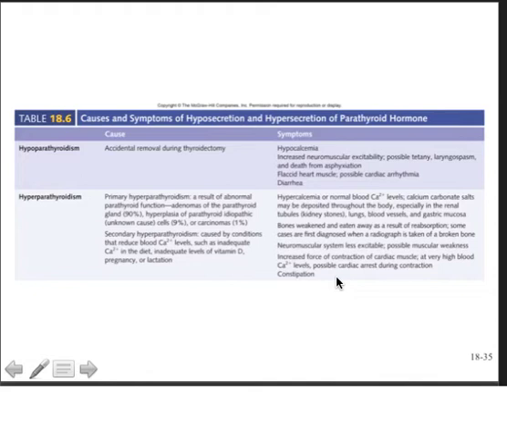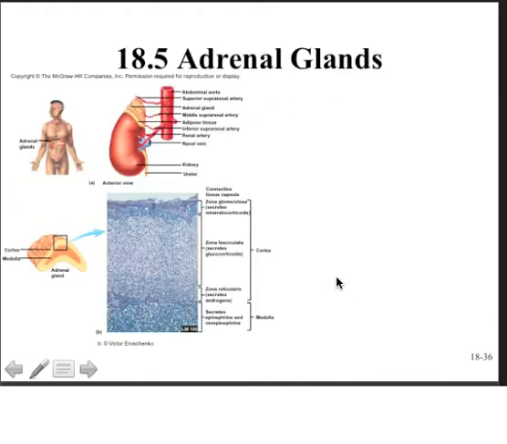Hypoparathyroidism would be a lack of secretion of parathyroid hormone from the parathyroid glands, and hyperparathyroidism would be an oversecretion. And either one of these is going to result in profound effects on muscle contraction and nerve transmission. Okay, so make sure again and star that material and know it.